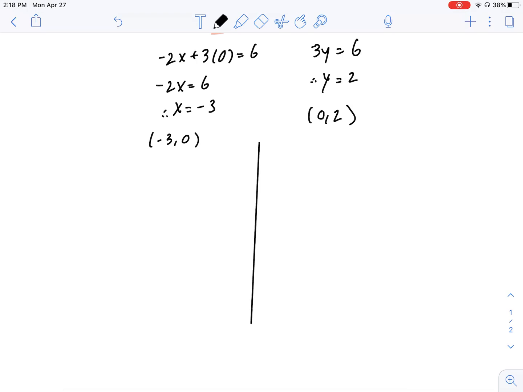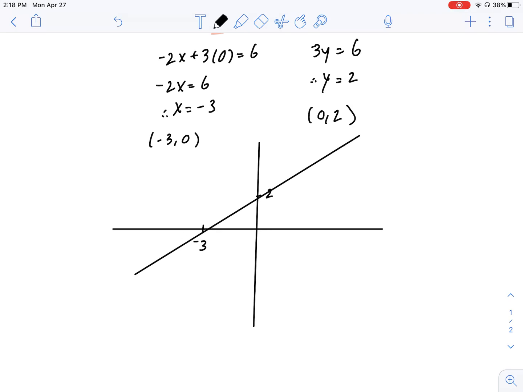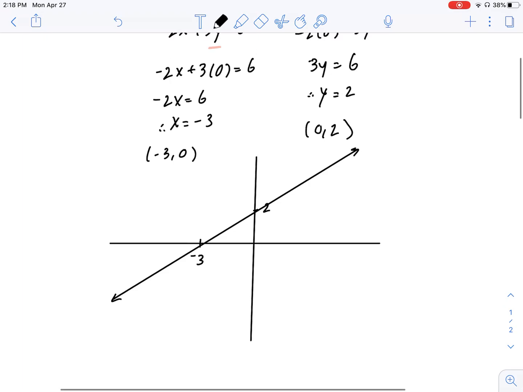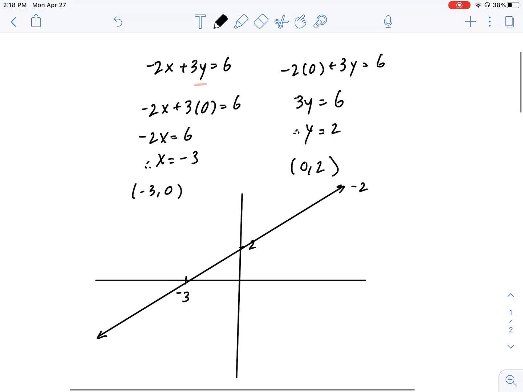Now with these points, we can plot them onto a graph, -3, 0 and 0, 2, and connect them with a straight line to represent the graph of this line, and finally label the graph.